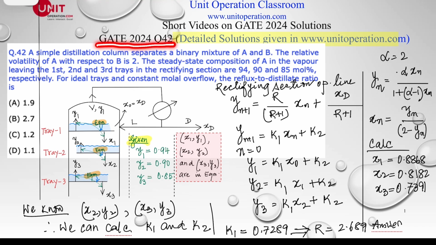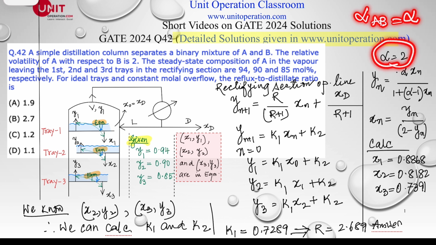2024 question 42. A simple distillation column separates a binary mixture of A and B. So this is a typical binary distillation column. The relative volatility of A with respect to B is 2. So normally alpha AB, let's call that simply alpha, is equal to 2, that is given.